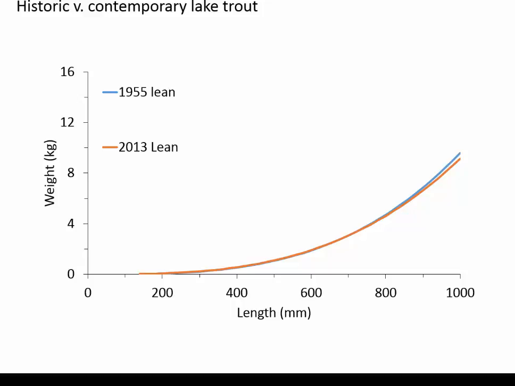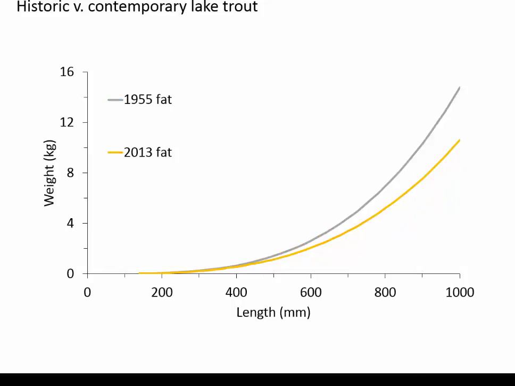So to put these data in context, this is the 1950s, same methods using the length and weight from the 1955 paper and the 2013 paper. So no difference in lean. So we haven't seen a change over time in that body condition index for leans. This is what it is for the Cisco-wet or fat lake trout. So a huge difference, and that matches the difference that we saw with lipids.